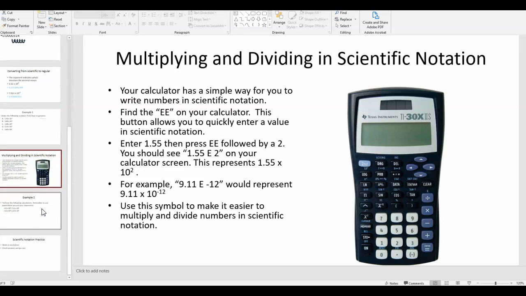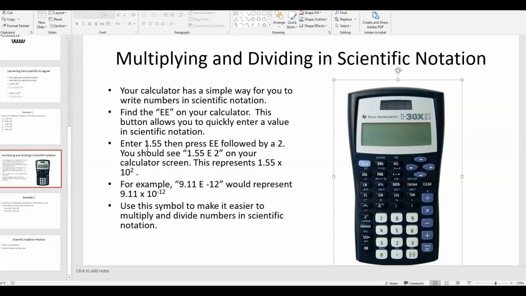The last thing we're going to talk about in this video is how to multiply and divide in scientific notation. Now, you might have a TI calculator, or you might be using an online calculator like Desmos. If you have one of these calculators, the double E function is going to represent the scientific notation mode. On the calculators I have in my classroom, you would hit second, and then hit this double E that's in blue, and that would give you the scientific notation mode.